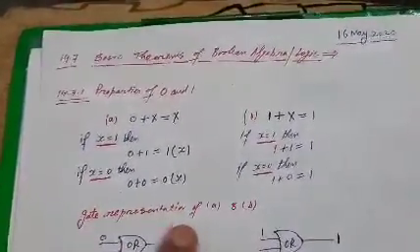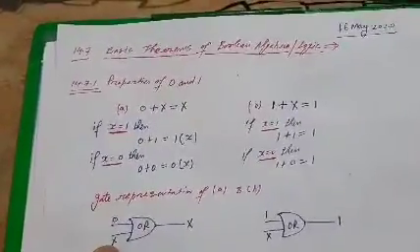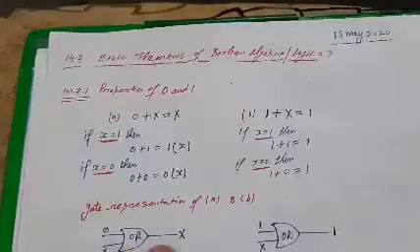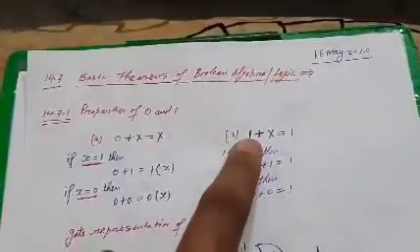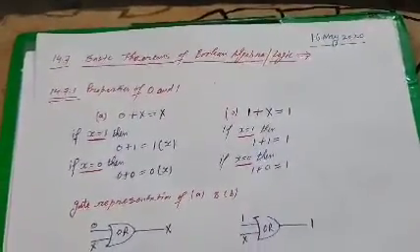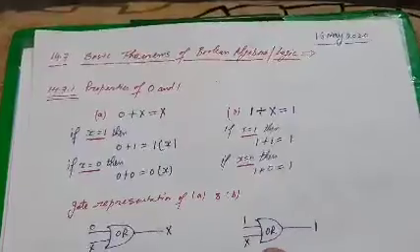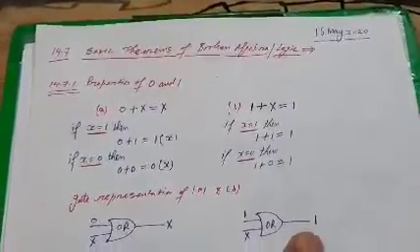Gate representation of part A: 0, then the second input is x, OR operator, the final output is x. In case of B, 1 plus x, that is, 1 and x are the inputs and OR is the operation, then the output will be 1.